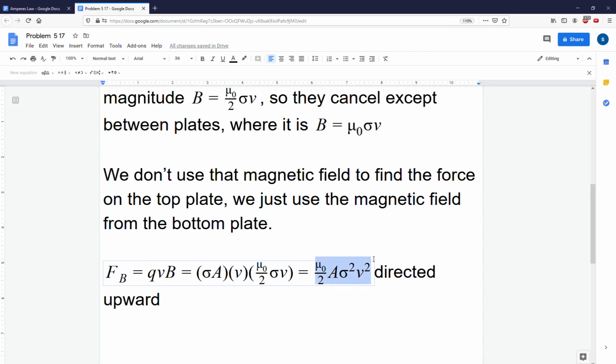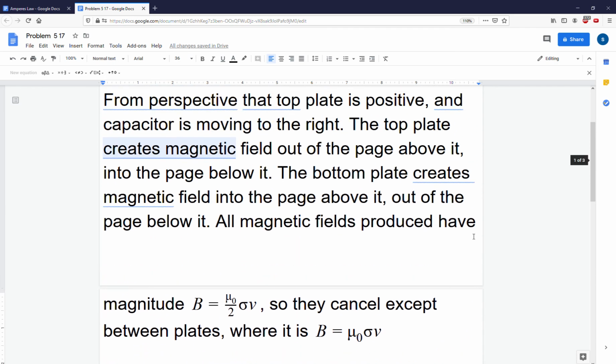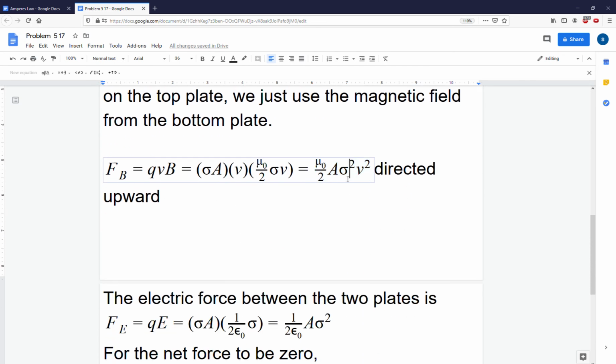Now, as for direction, the top plate is above the bottom plate. Above the bottom plate, the plate is moving to the right, and it's negatively charged, so it creates a magnetic field into the page. Using the right-hand rule again, motion is to the right, magnetic field is into the page, and we see that that creates a force upward. So the magnetic force is given by this formula right here, and it is directed upward.